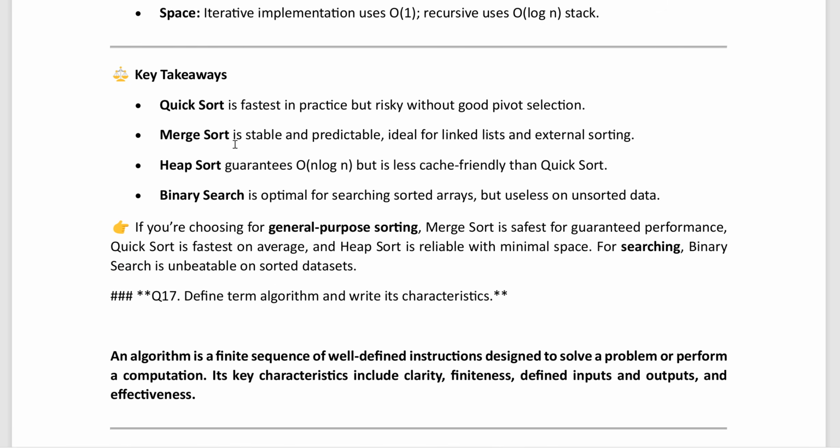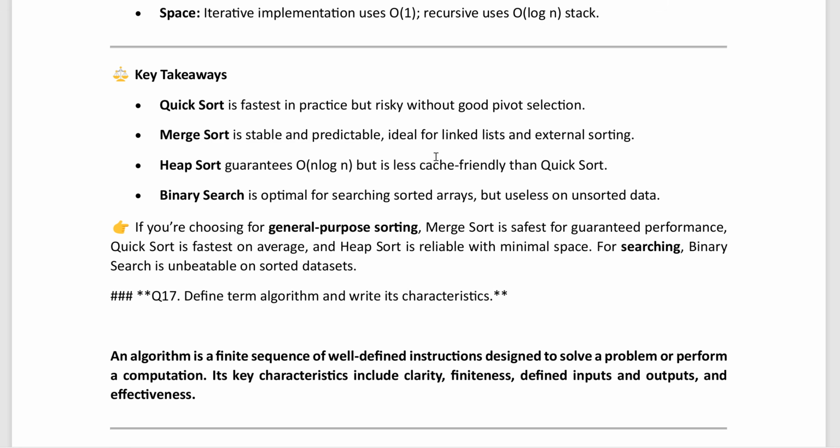Now, the key takeaways: quick sort is the fastest algorithm. If somebody asks you to tell the fastest algorithm you have read so far, quick sort is the fastest in practice, but quick sort is risky without good pivot selection. If the pivot is not selected cleverly, then there is a risk in quick sort.